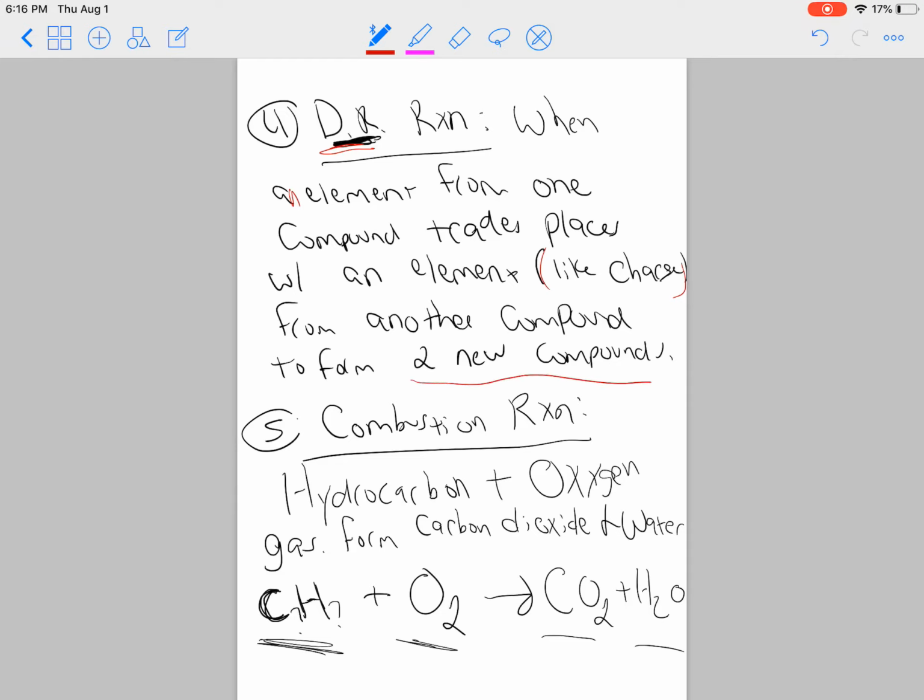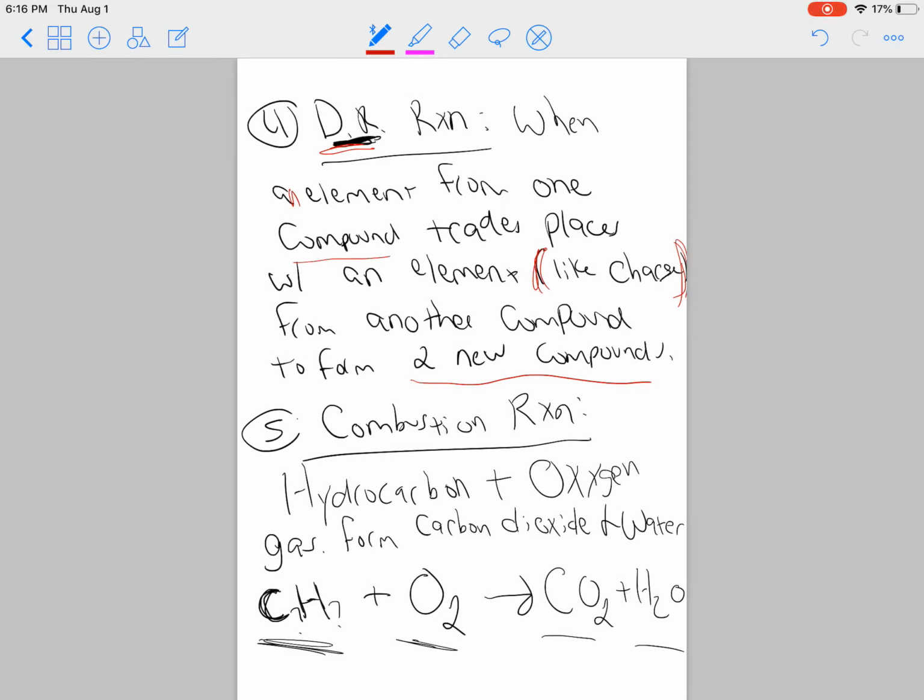Okay, so let's recap. Double replacement. When an element from one compound trades places with an element that has the same type of charge from another compound, and when that happens, it forms 2 new compounds.